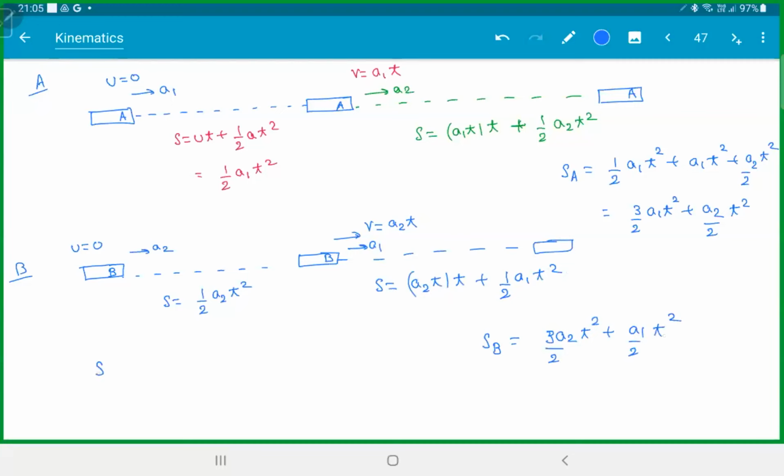So if you take the ratio SA by SB, t square will cancel. You end up with 3a1 plus a2 by 3a2 plus a1. Please check. No, Siddharth, that's not the answer.